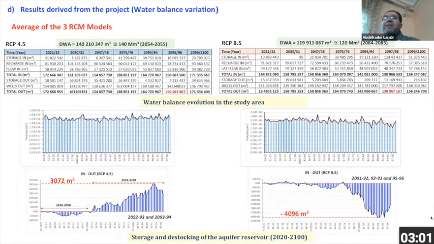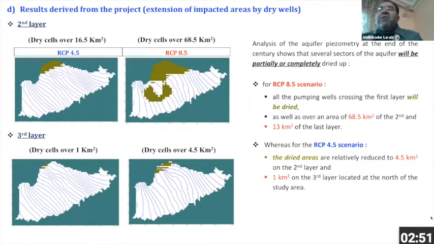As a result of this situation, we see that some areas will be completely dried, especially for RCP 8.5. You can see on the left, in the second figure, that a large area will be dried, and the wells there will be dried and completely abandoned from irrigation, while for RCP 4.5 the area is a little bit reduced. So this is really a catastrophic situation for irrigation in the area.